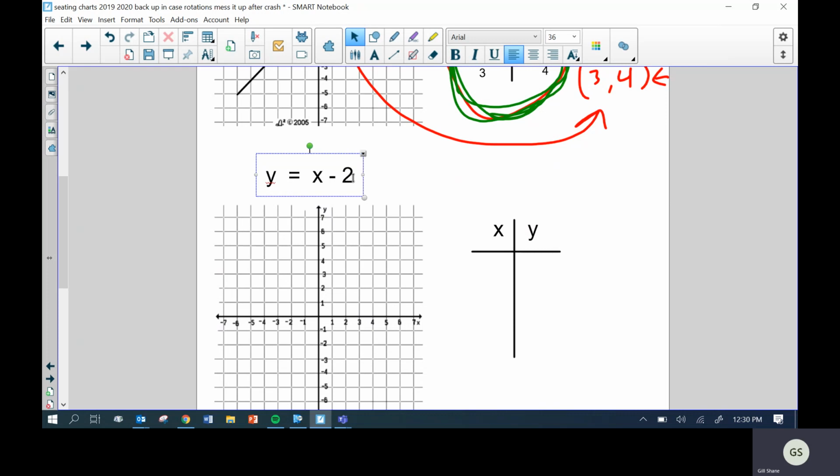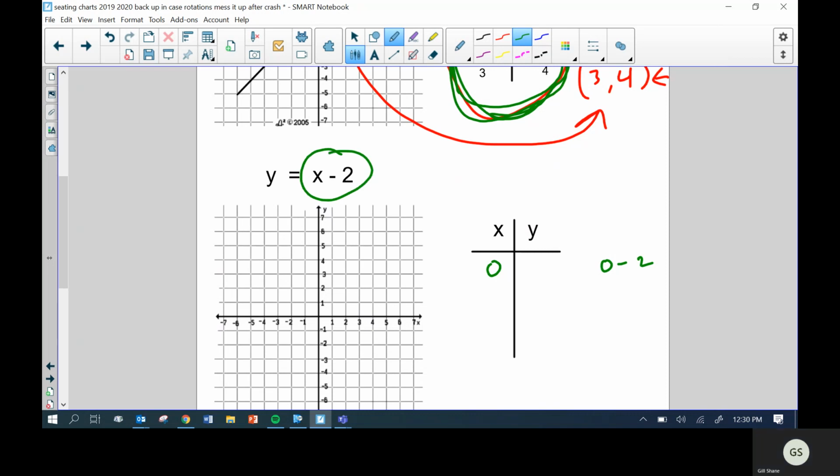So again, I can create a bunch of x and y values. This time I'm just going to write into the table. So if x is 0, that means my y value would be 0 subtract 2, because this just comes from the equation right there, and this is my x value now that I just plugged in. So I just plugged in the x of 0. Well, x subtract 2 is negative 2.